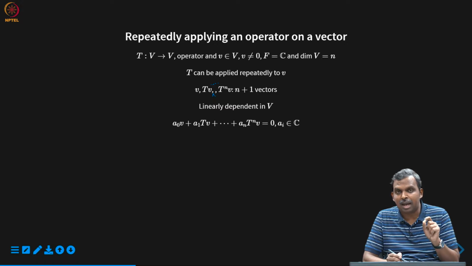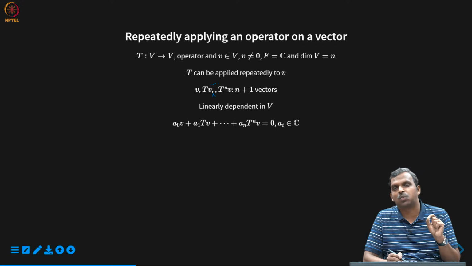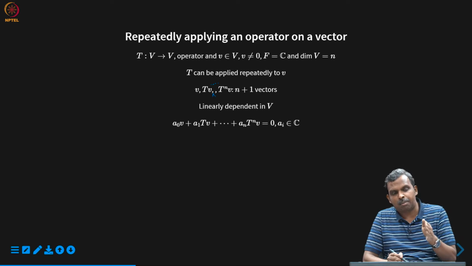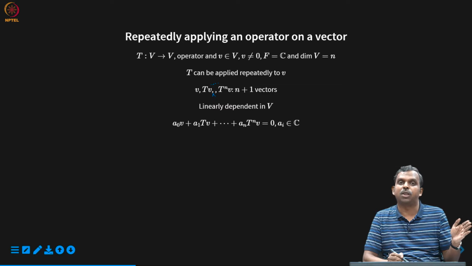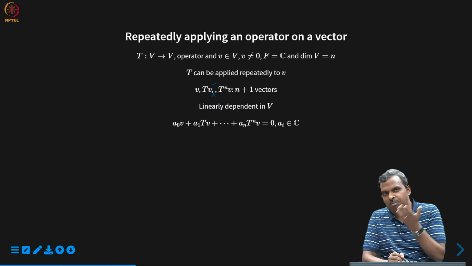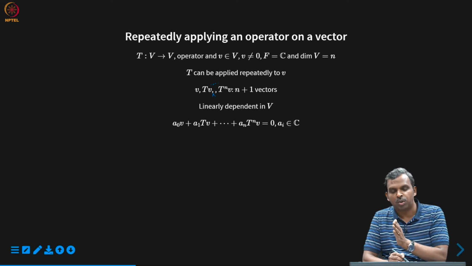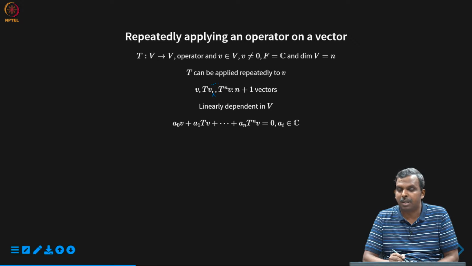But something interesting happens when you go to T to the power n applied to v. The reason is you now have n plus 1 vectors. When you have n plus 1 vectors in a vector space of dimension n, what do we know? The n plus 1 vectors have to be linearly dependent. This is very interesting. You started with a non-zero vector v, and then you kept repeatedly applying the same operator to it. Eventually you should have a linearly dependent set of vectors. Of course you can keep on doing it, but there's only finite dimension.